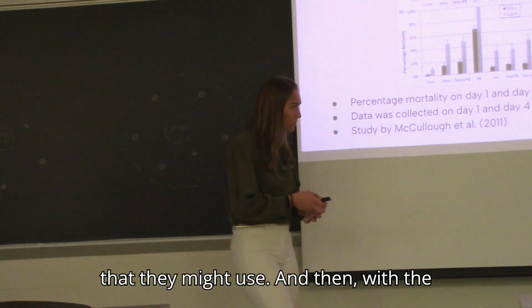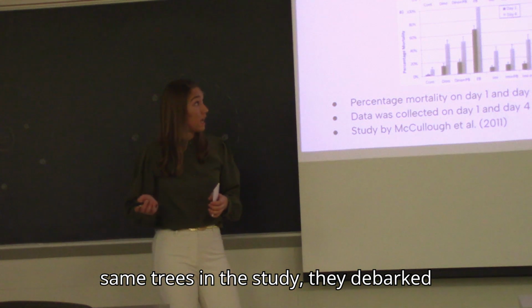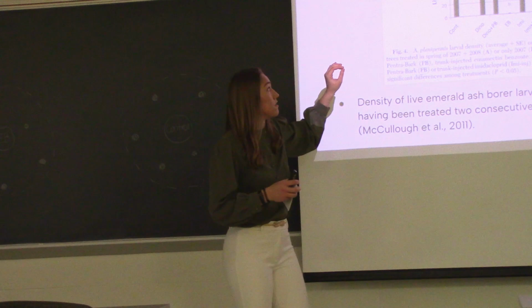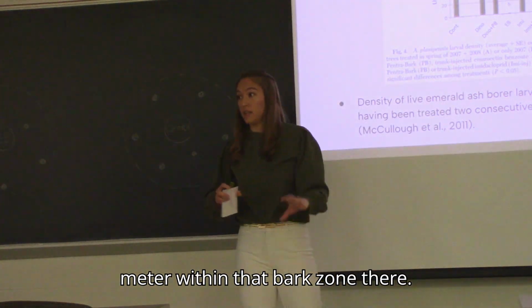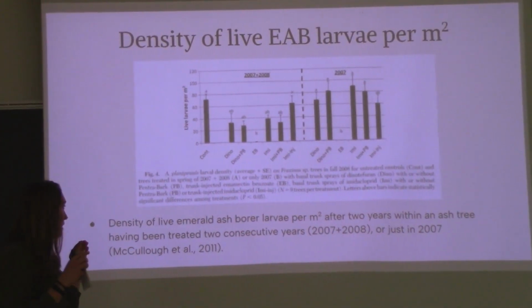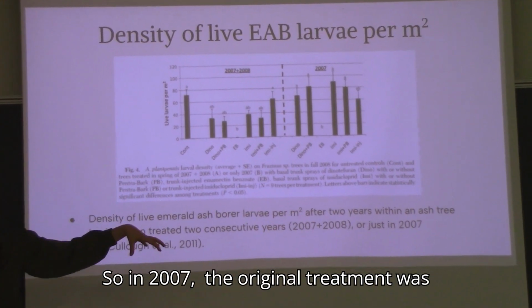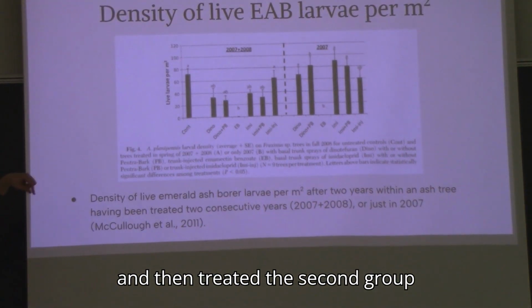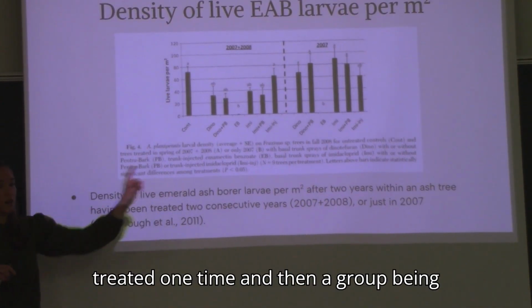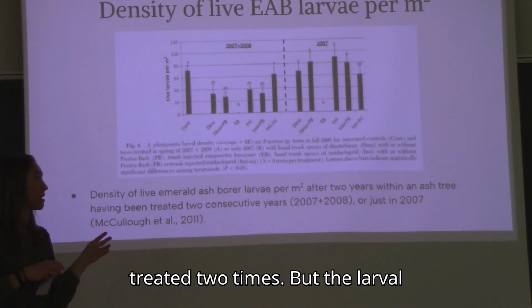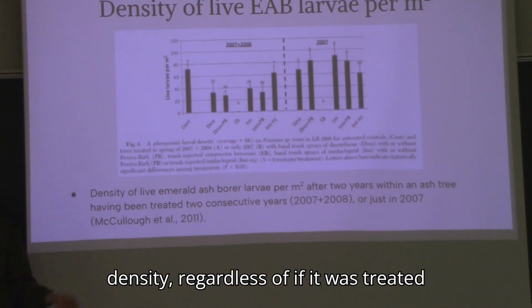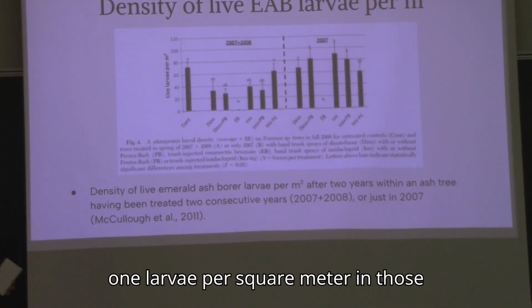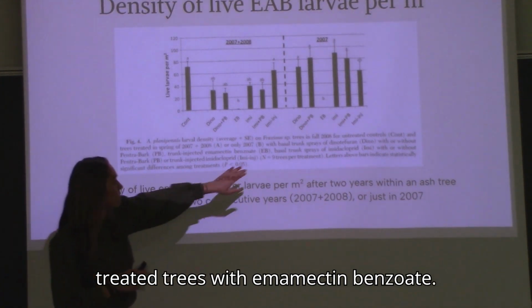That they might use. And then with the same trees in the study, they debarked them and looked at the live larval densities per square meter in that bark zone there. So in 2007, the original treatment was administered, and then they waited a year and treated the second group in 2008. So you have a group being treated 1 time and a group being treated 2 times. But the larval density, regardless of whether it was treated once or twice, remained less than 1 larva per square meter in those trees treated with the emamectin benzoate.